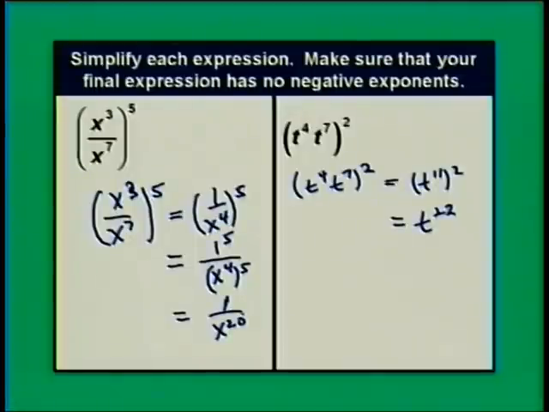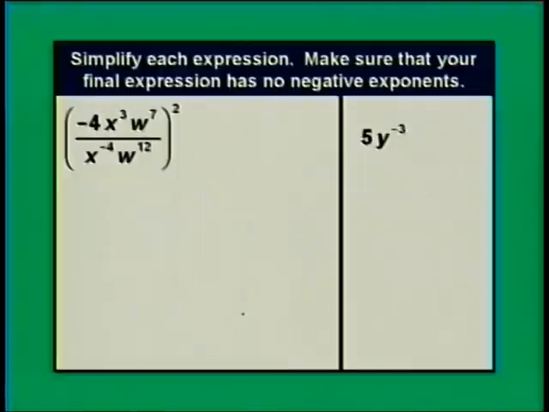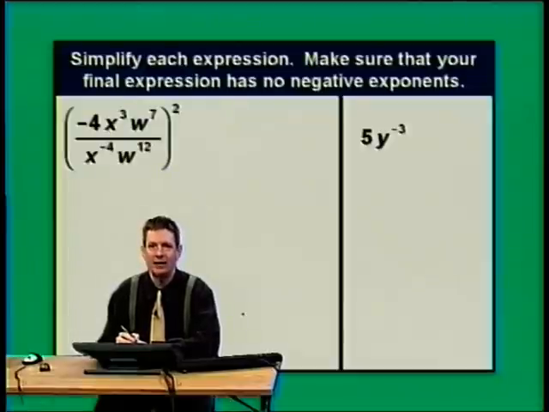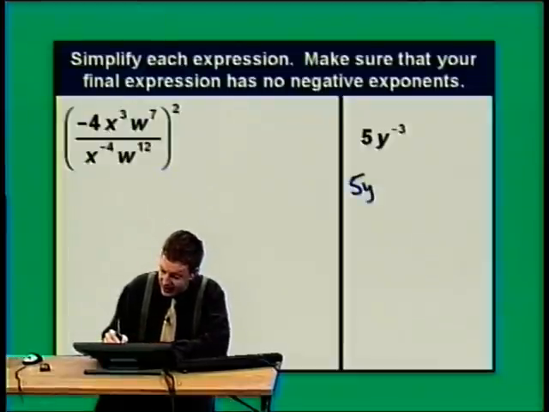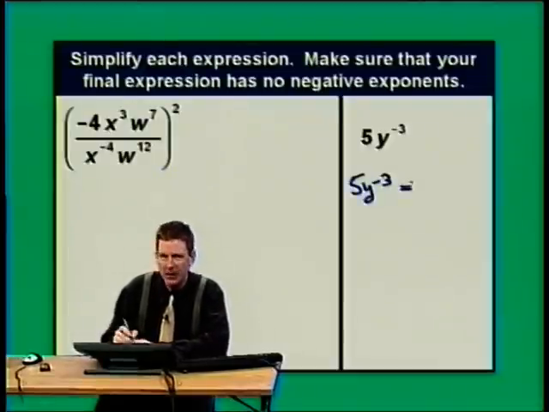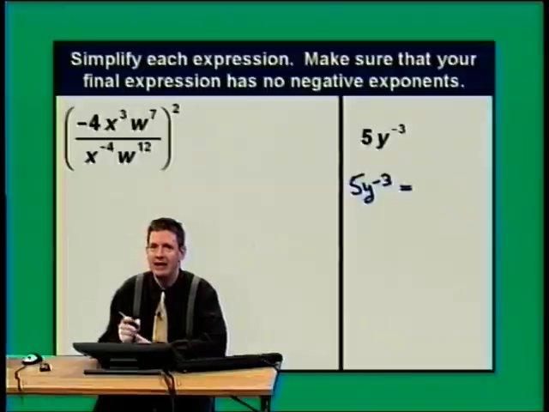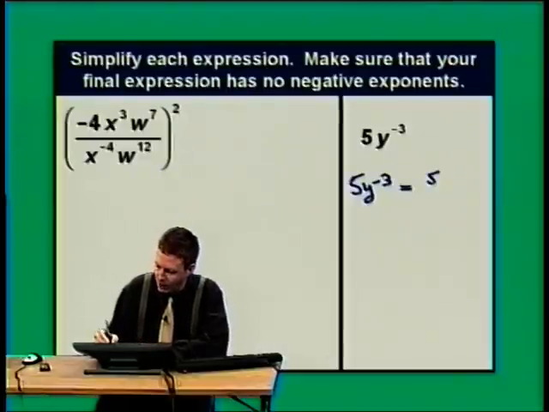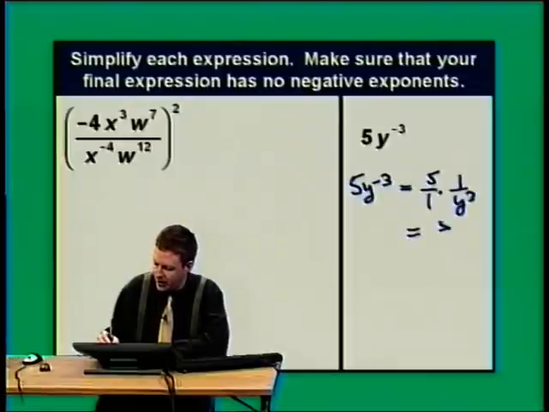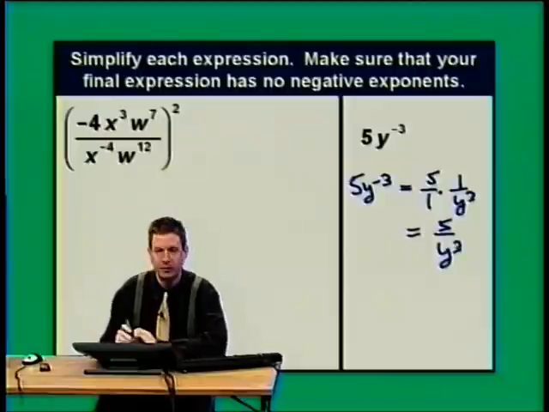You may have gotten this problem correct using a slightly different route. That's fine, as long as you didn't make up any rules along the way. How about 5y to the negative 3? This is a deceptively simple problem, but there is a common mistake people make, and that's that they put the 5 in the wrong place in their final solution. 5 is not affected by the exponent at all. So this is 5 over 1 times 1 over y cubed, which is simply 5 over y cubed.